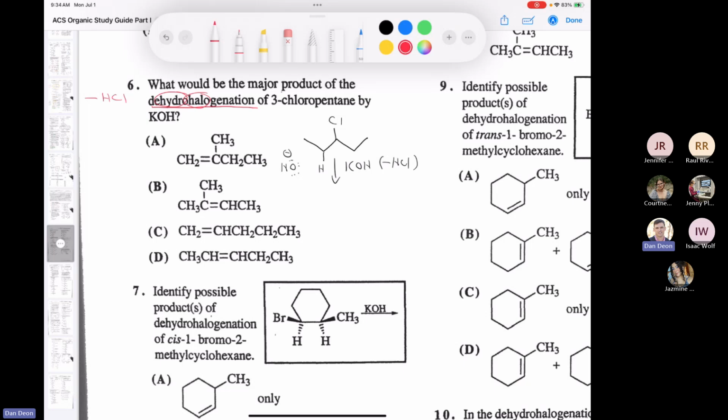would end up doing what? It would abstract the proton, form the double bond, lose the leaving group. And so you'd end up with 2-pentene, which is this compound here. Now, none of these are cis or trans, but you can see it's definitely not this, definitely not this, and definitely not this, right? So the answer has to be D.